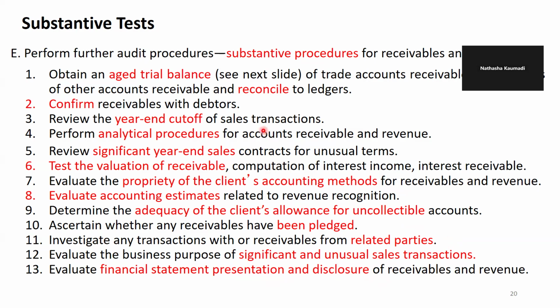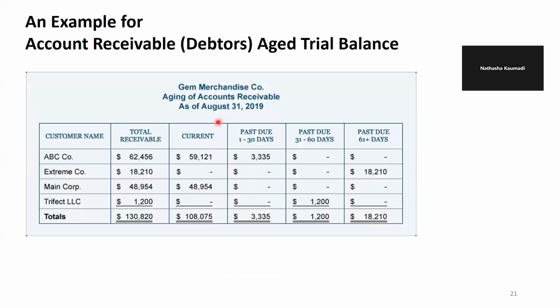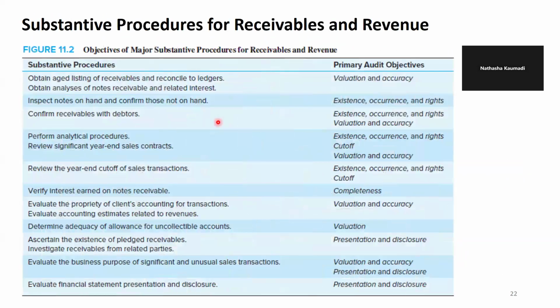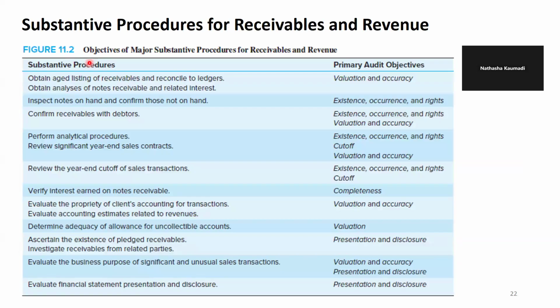Likewise, we can list many substantive tests, tests of details, and substantive analytical procedures. Right. So likewise, we have given the figure taken from the original document we have uploaded. What are the substantive procedures we can perform, and what are the assertions we are going to cover using those substantive analytical procedures, further audit procedures, all tests of details and substantive analytical procedures, substantive procedures.